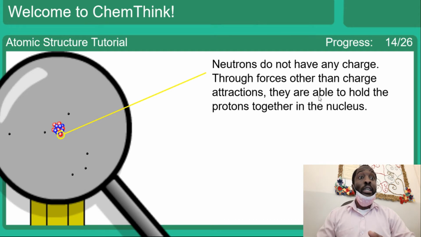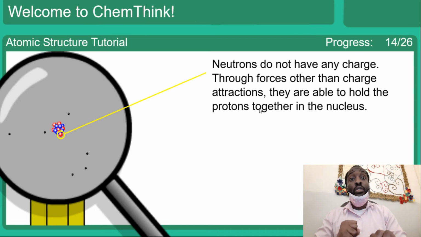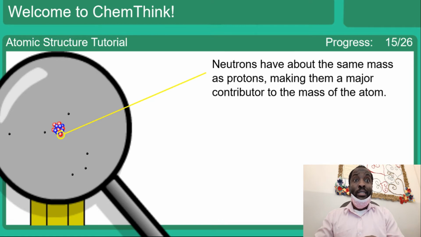And through a force other than the charge attractions, they are capable of holding the protons in position in the nucleus. We told you about that too. So that's so good about the neutrons. And they have a mass of 1 atomic mass unit.